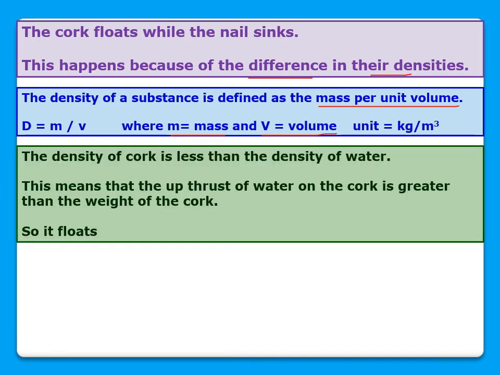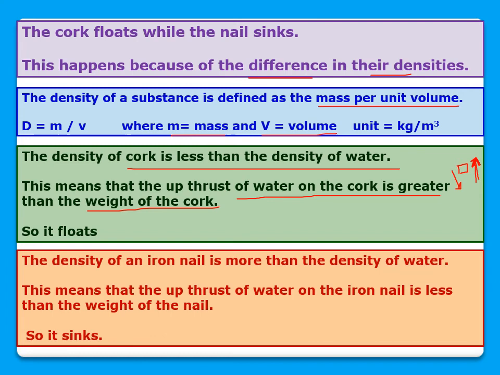The density of the cork is less than the density of water. What does it mean? It means that the upward thrust of the water on the cork is greater than the weight of the cork, and that is why the cork floats. See, here is the cork, and the weight of the cork is in this direction, while the upward thrust in this direction. Okay, the upward thrust is more. That is why cork is floating.